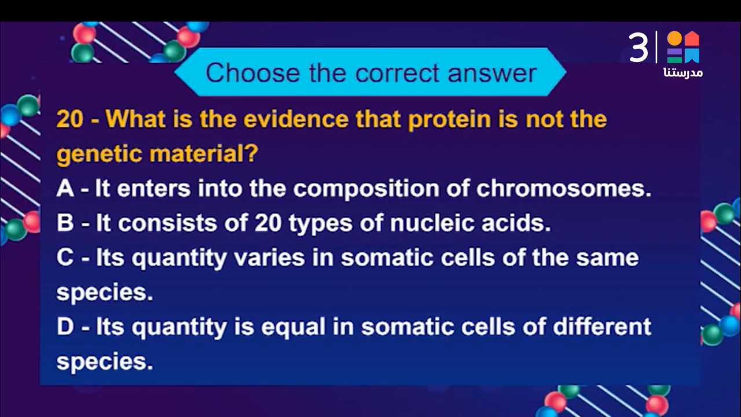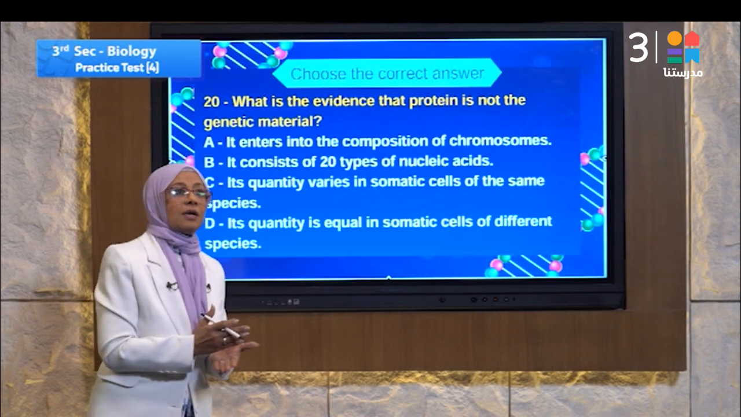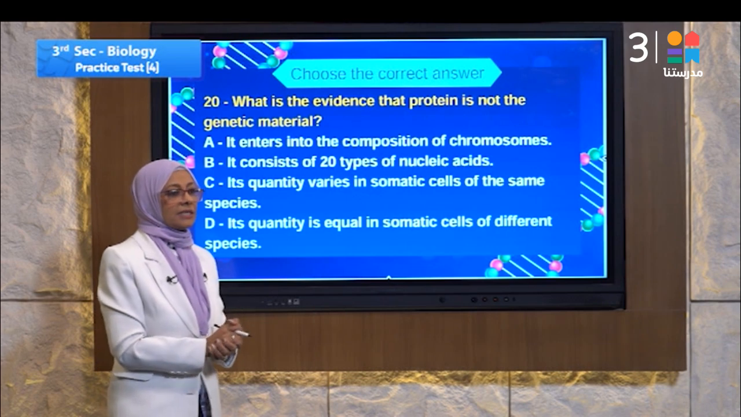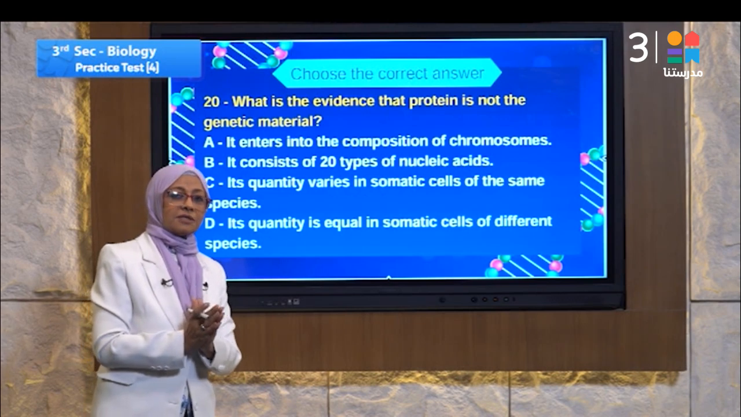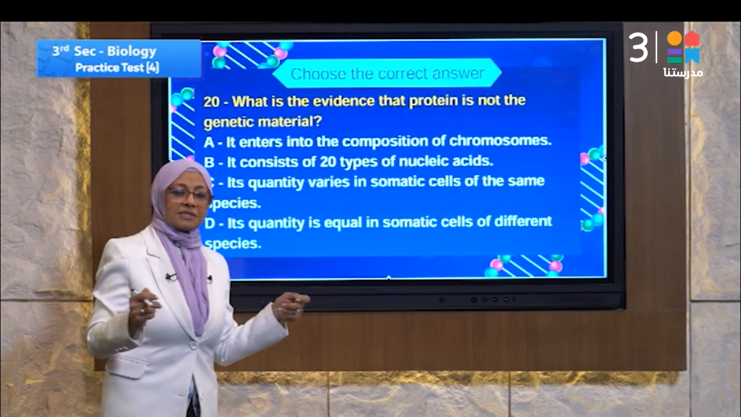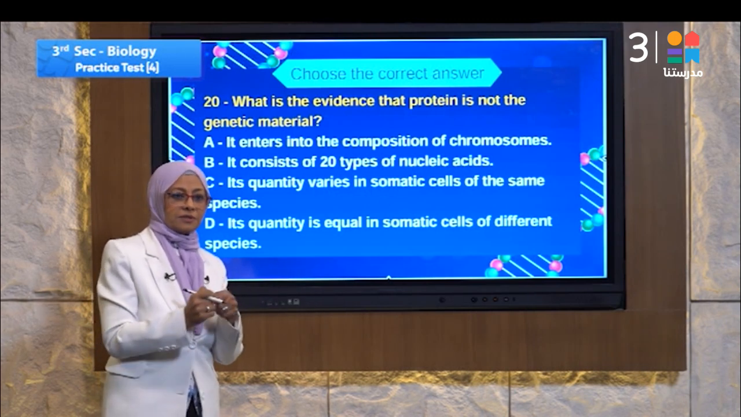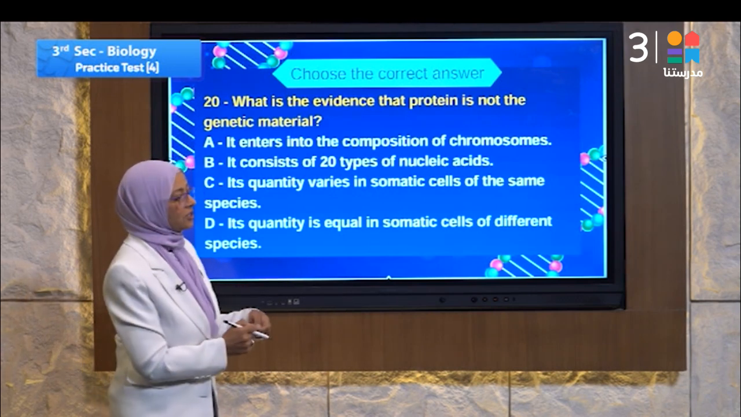Question number 20, what is the evidence that protein is not genetic material? What is the genetic material inside the cell? The genetic material inside the cell is the chromosome. What is the chromosome built of? The chromosome consists of two chromatids. Each one of them is DNA, double strand or double helix, coiled on a protein. The protein is not a genetic material.